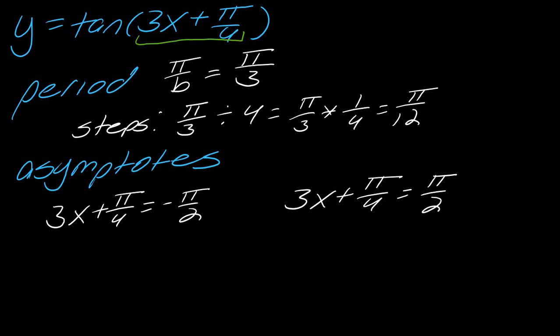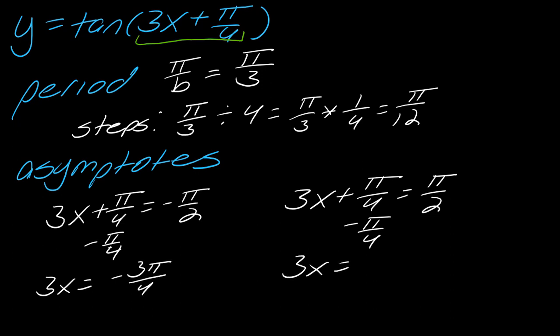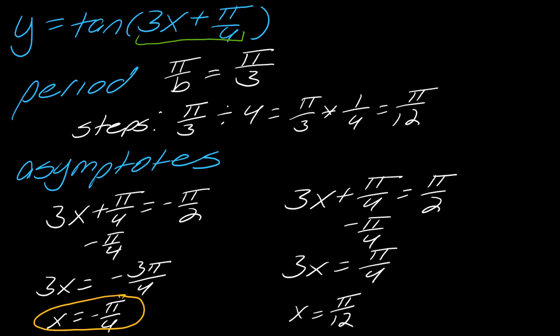Cool. So now I can go ahead and solve for both of these. If I subtract off pi over 4, I get 3x equals negative 3 pi over 4 and 3x equals pi over 4. And then if I divide both sides by 3, for this one I'll get negative pi over 4, and for this other one I will get pi over 12. Okay, so you always want to start with the lowest for your table. So we're going to start at negative pi over 4, and hopefully, if we do it right, we end at pi over 12. So we will see.